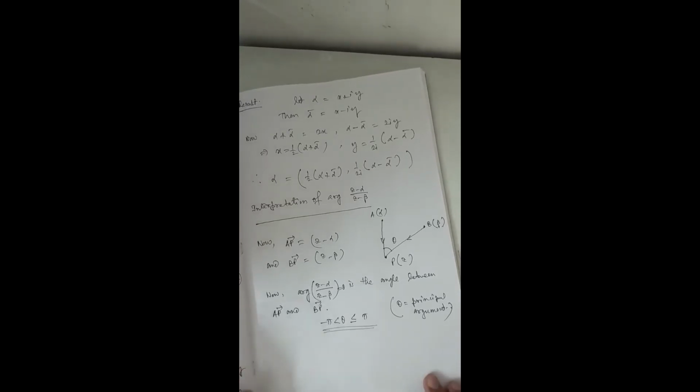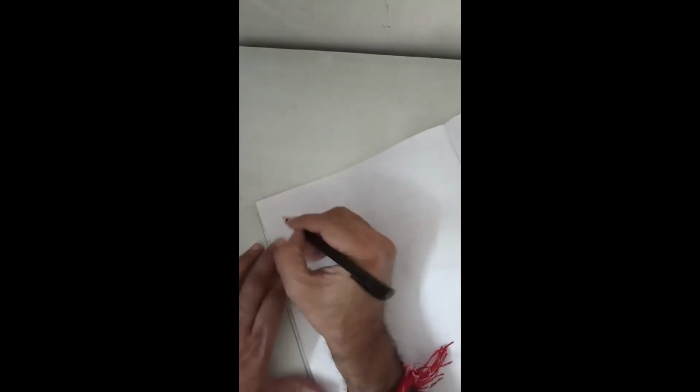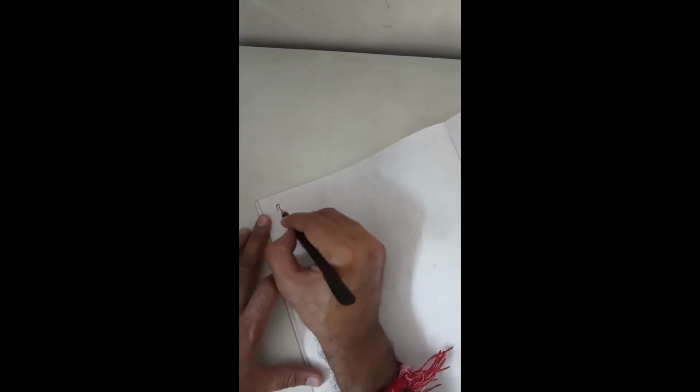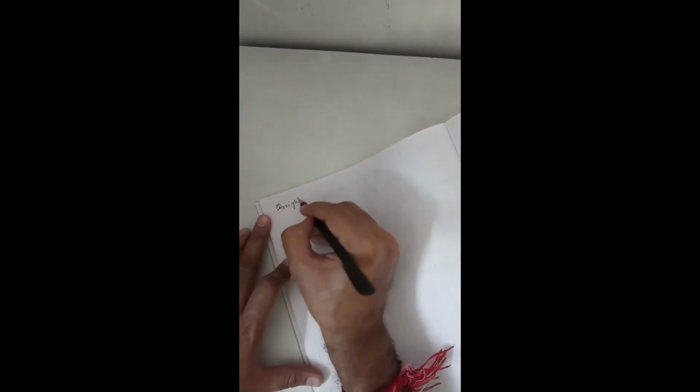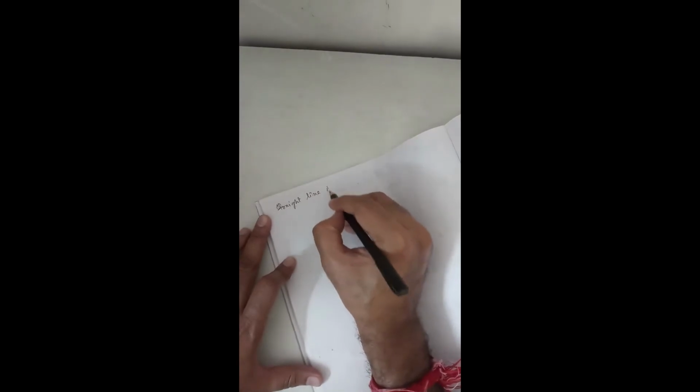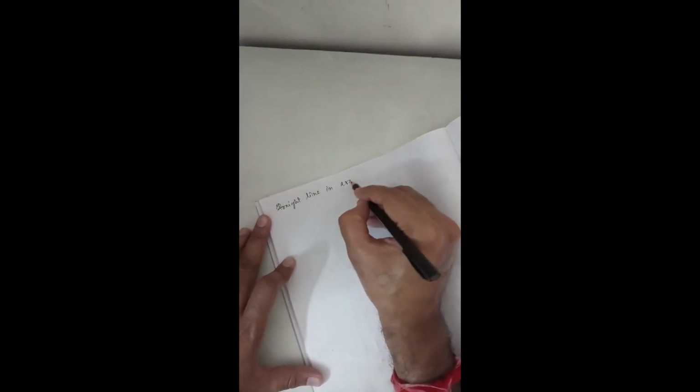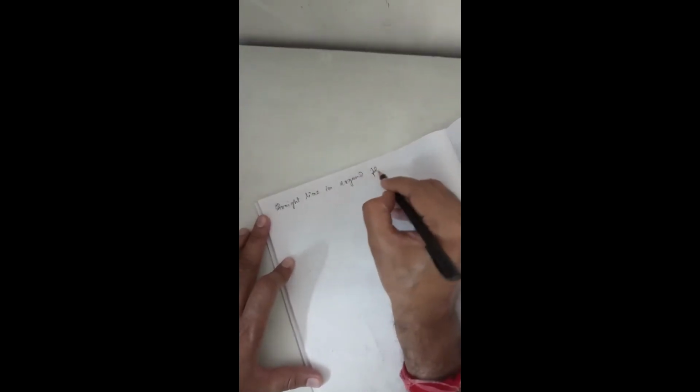Now we shall discuss straight lines, the equation representing straight lines in Argand plane, and equations representing circles in Argand plane. First we see the straight line in Argand plane.